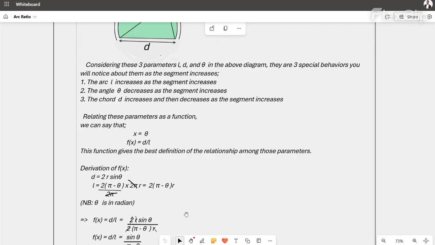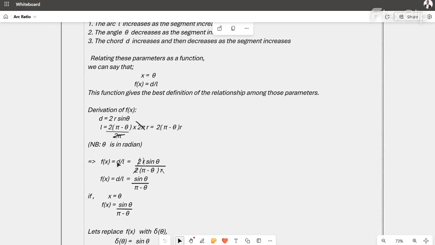Okay, this implies f of x is equal to D all over L, as we defined before, which is equal to 2 times r sine theta all over 2 times open bracket pi minus theta close bracket times r. R will cancel r, 2 will cancel 2. At the end, we are left with f of x equal to D all over L, which is equal to sine theta all over pi minus theta. If x is equal to theta, f of x is equal to sine theta all over pi minus theta.